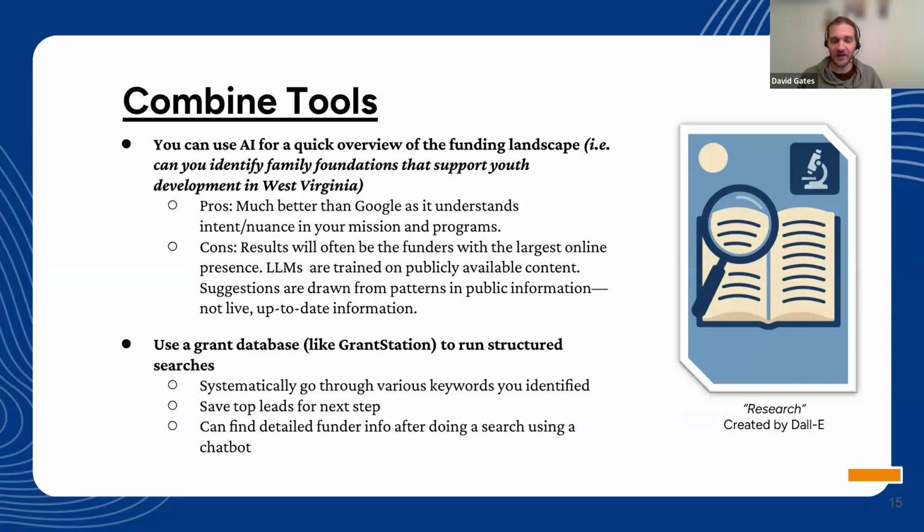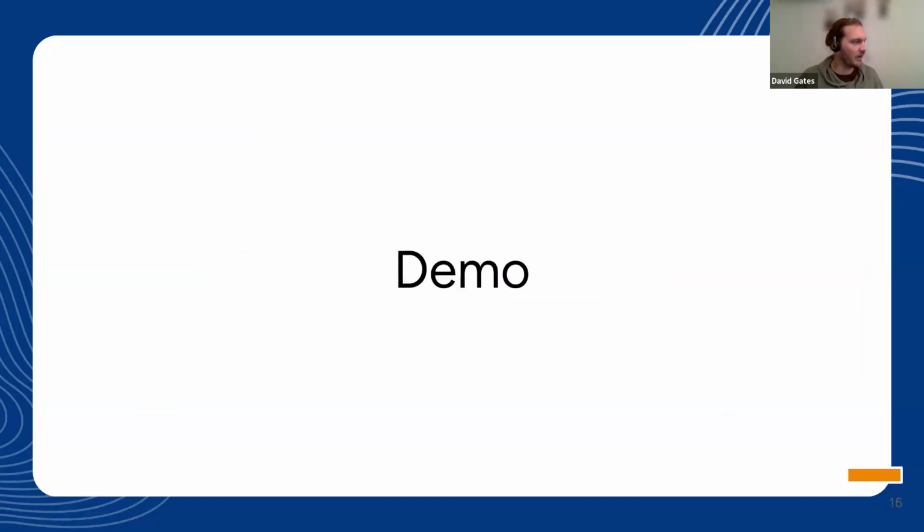But you can use a grant database like GrantStation to run more structured searches, where you systematically go through various keywords you've identified and save top leads for the next step. You can also find detailed funder info after doing a search using a chatbot, so you could combine those two. If a chatbot gives you one and they don't necessarily have a website, because some of them don't, you could maybe find that in a database. So let's take a look at how we might do this. Let me jump back to ChatGPT.